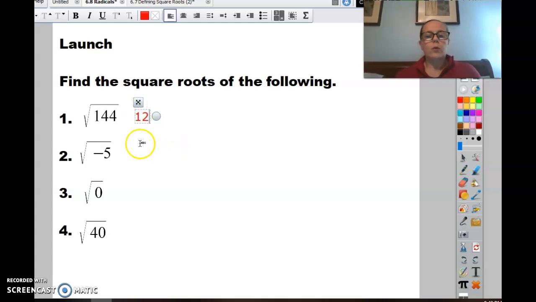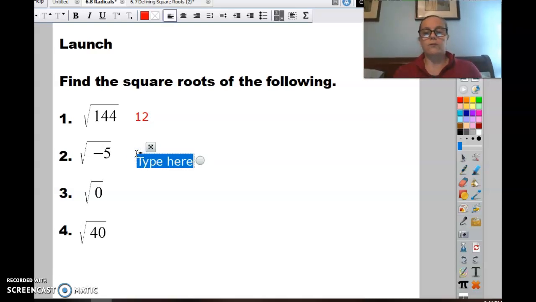Okay? Now, when we go to number 2, we see we have the square root of -5. Like what we talked about before when we worked with functions of square roots, we know we can never take the square root of a negative. So if we ever saw the square root of -5, we would say no solution.